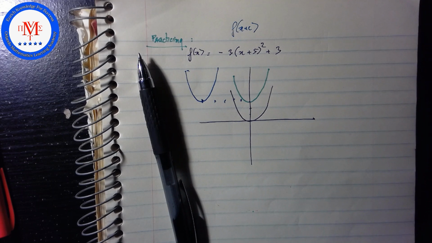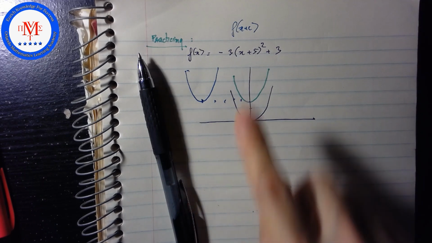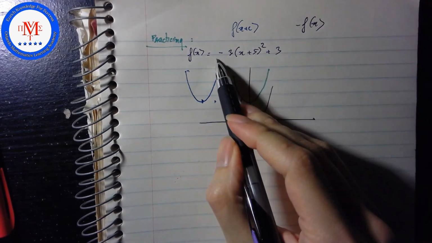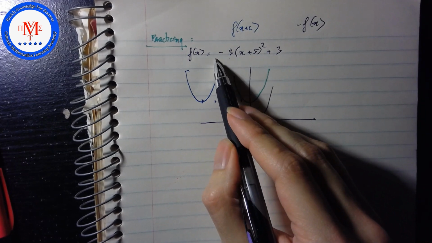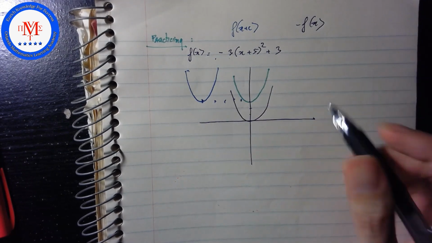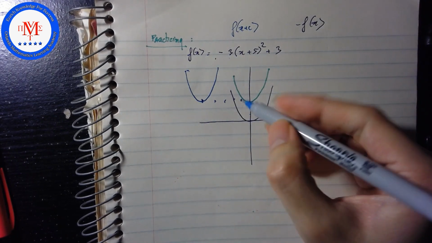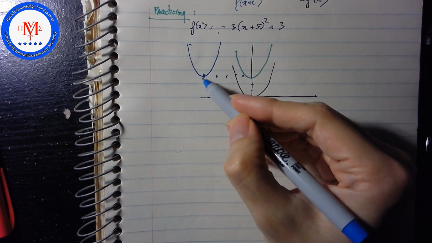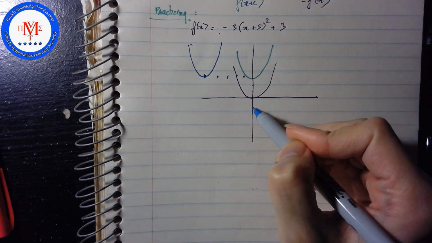Then I make it reflected about the x-axis, because it's in the form negative f(x), the negative of the original function. So I make it reflected over the x-axis. This is 3 units up, so it will be 3 units down here: 1, 2, 3. So it becomes like that.